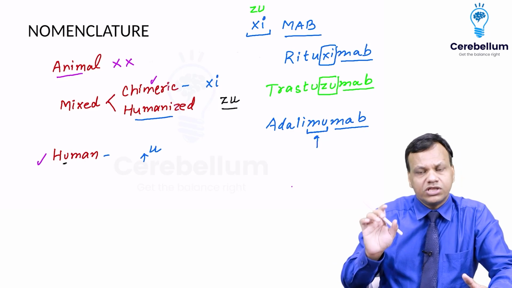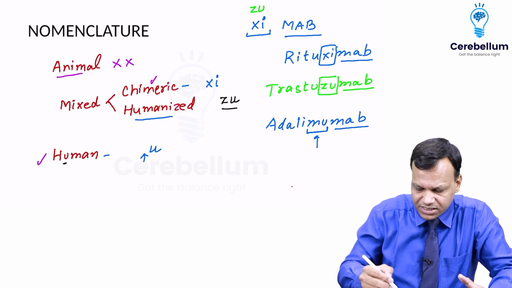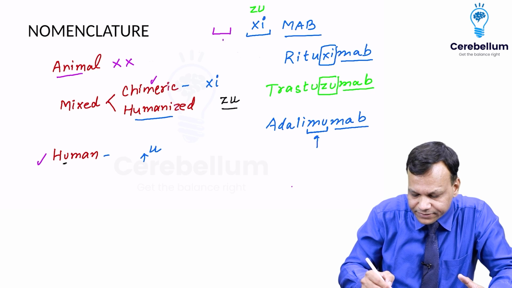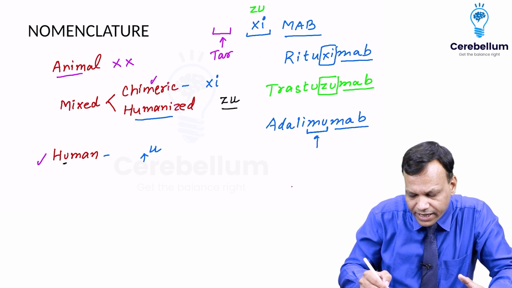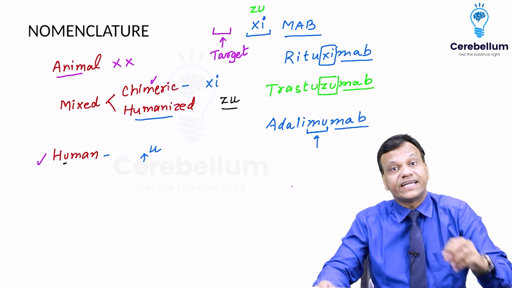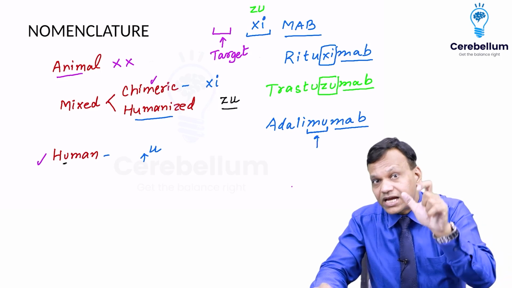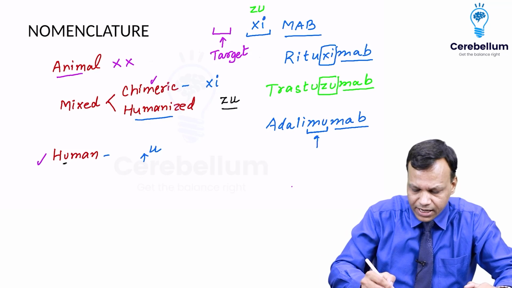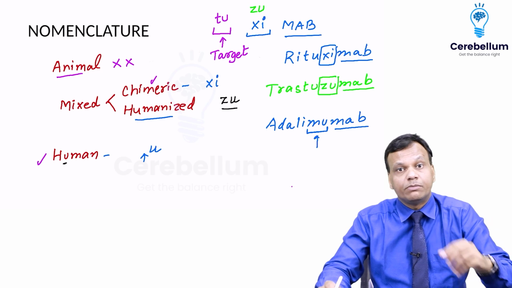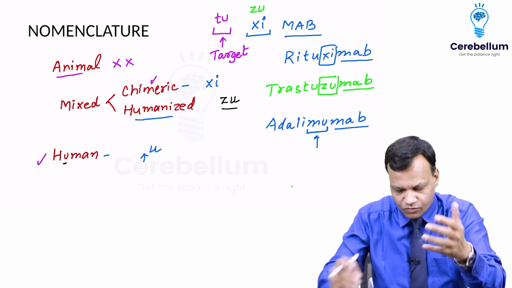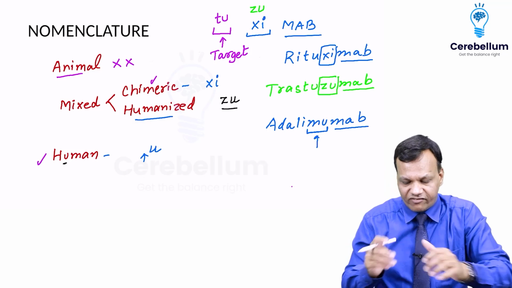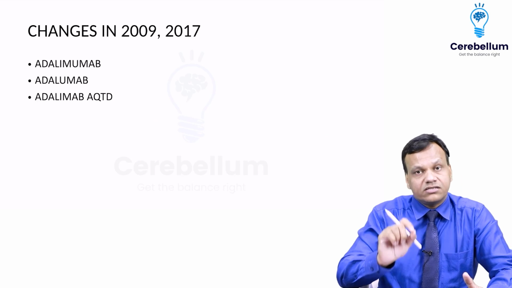Now, before the source, there is presence of a target. The two letters before the source tell the target, against which target we have formed the monoclonal antibody. Like if here is TU, it will be for tumors. Okay. So we will discuss the targets in detail in a little while, but first we'll discuss some changes.